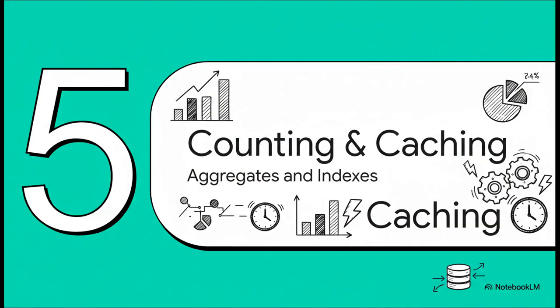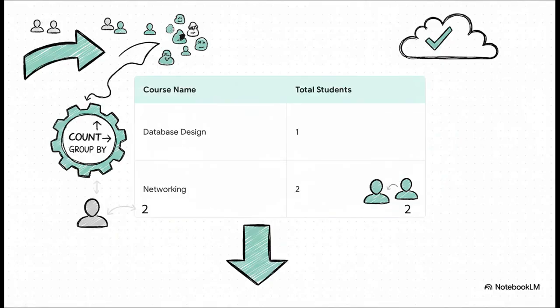Okay, we know how to store data and connect it. Let's wrap up with two final really important ideas: how to summarize our data to get quick insights, and how to make our whole workshop run faster. So instead of looking at every single enrollment record one by one, we can ask the database to do the math for us. This is called aggregation. Here, we're saying count the number of students and then group them by their course name. And boom, we get a nice clean summary. 1 student in database design, 2 in networking, so much easier to read.